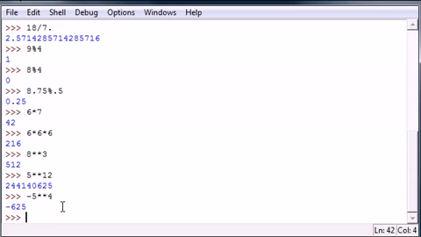So in this tutorial we covered basic math functions, and I also told you guys how to do modulus and exponents. Those are the basic math functions, and we're going to be using them a lot in the future. So that's it for this tutorial. Thank you guys for watching. Hopefully you guys now have a better understanding of how to do simple math functions in Python.